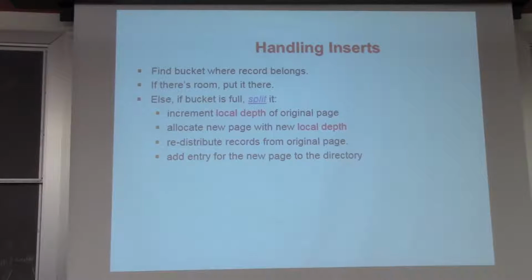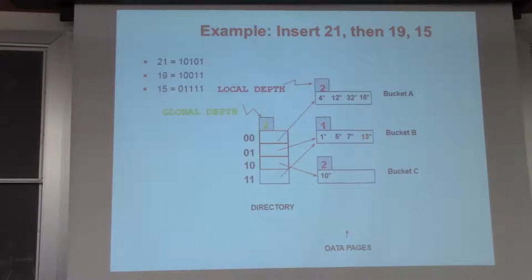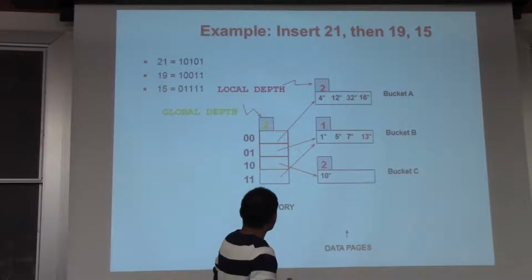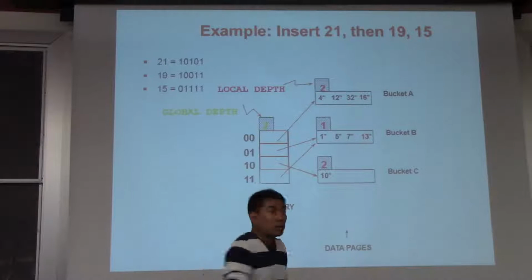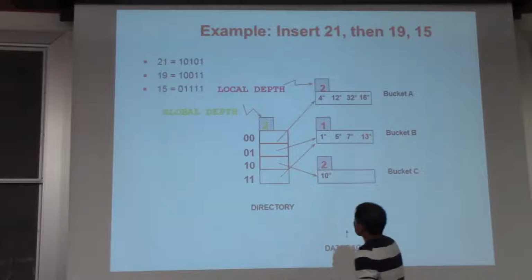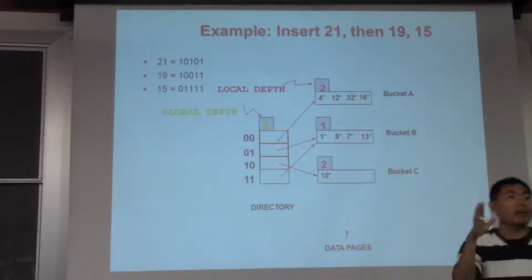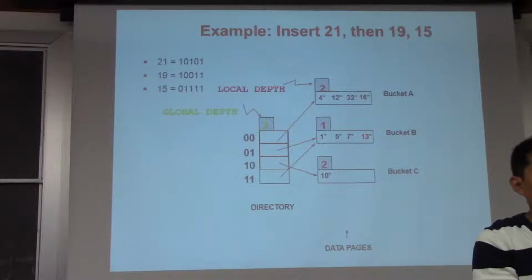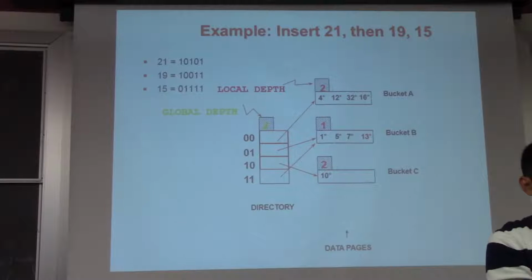So this is the description of it. I will skip this again. I will just show an example of it. Okay, let me insert 21, then 19, then 15. So if you insert 21, by the way, again, these are the hash values. You already applied the hash on the search key values. These are not the search key values of the entries you try to insert. Rather, these are the hash value of those search key values.